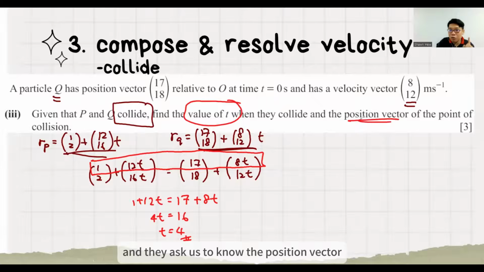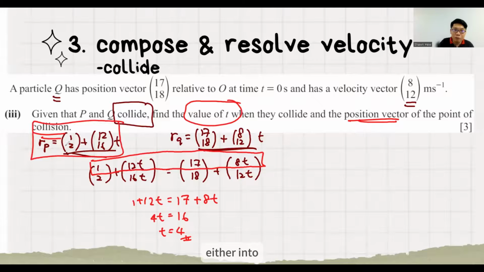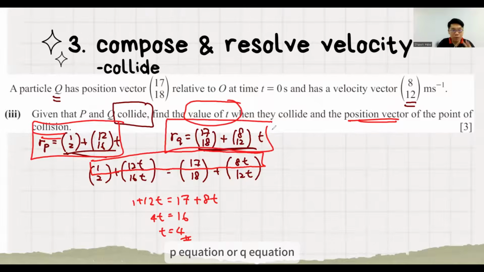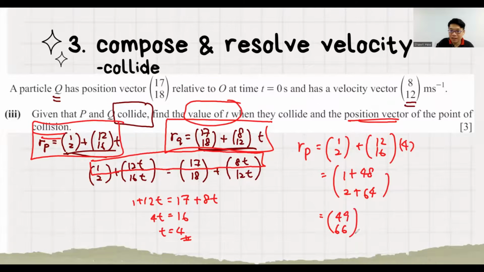And they ask us for the position vector of the point of collision, which means the position where they will collide. So we just sub in our t equals 4 into either the p equation or the q equation. Both will give you the same answer because they collide at the same position. So let's say I use this times 4. It'll be 1 plus 48, 2 plus 64, so 49, 66. Fully, you gain these 3 marks.